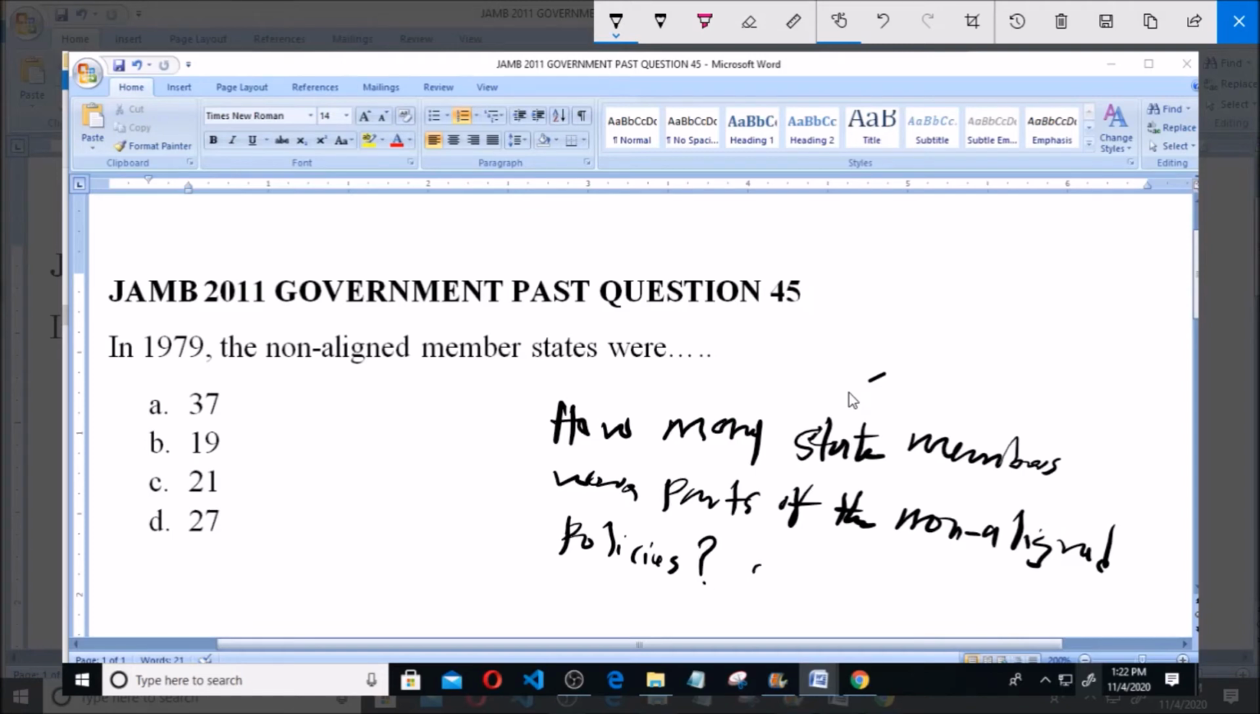That was as at 1979. So option A says 37, B says 19, C says 21, D says 27. So as at 1979, the number of state members increased to 37. So option A is correct.